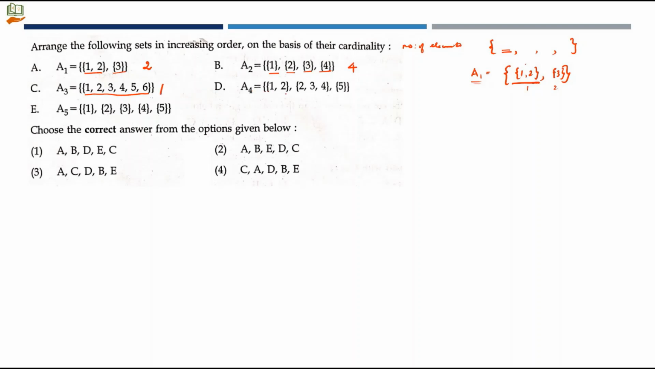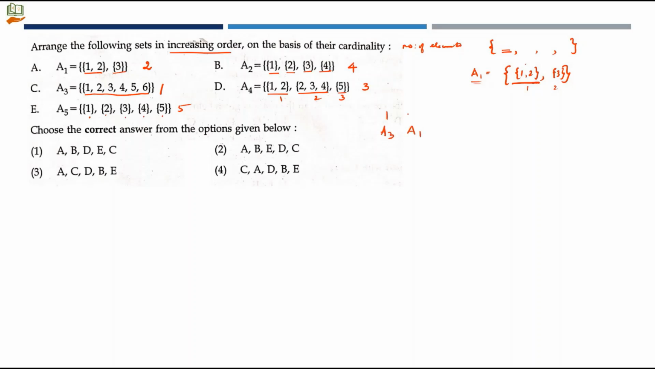Regarding A4, 1, 2, 3. The cardinality is 3. Regarding A5, 1, 2, 3, 4, 5. 5 elements are present. They are asking in the increasing order. Let's arrange A3, A1.